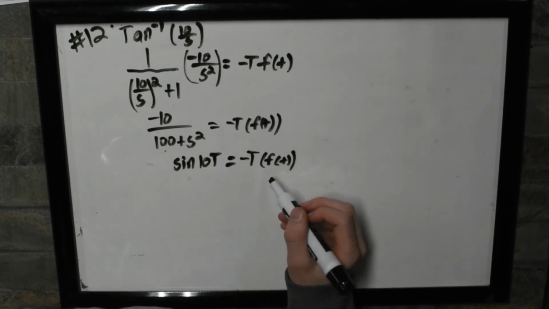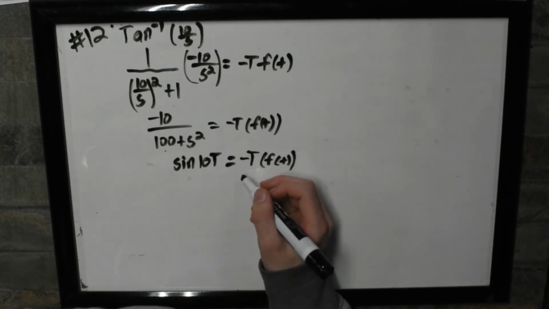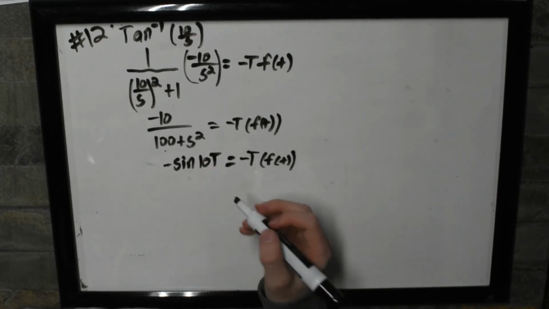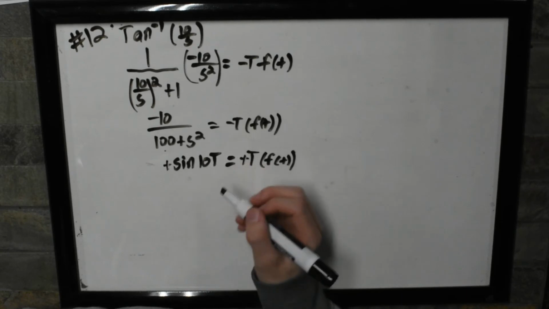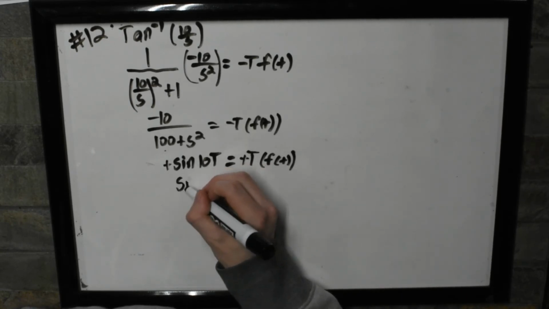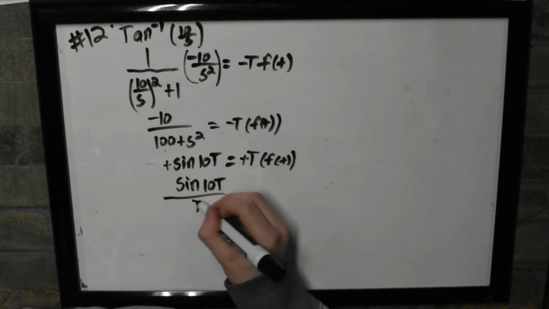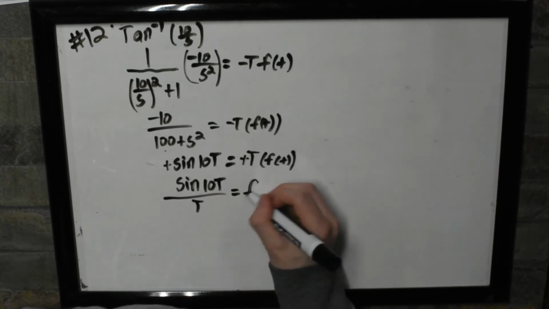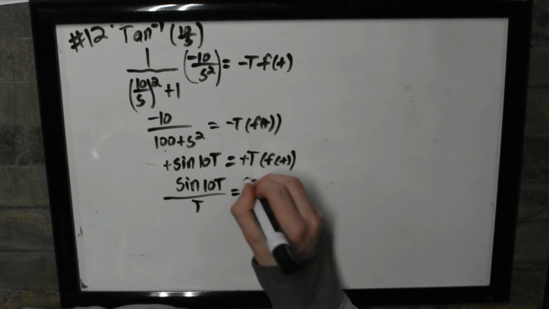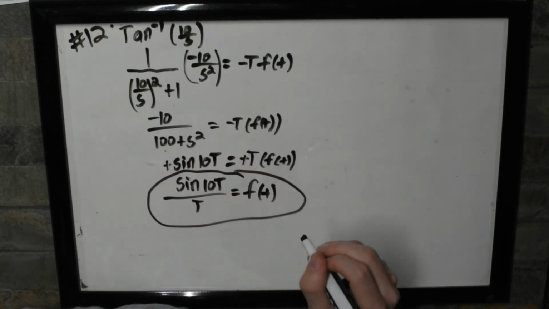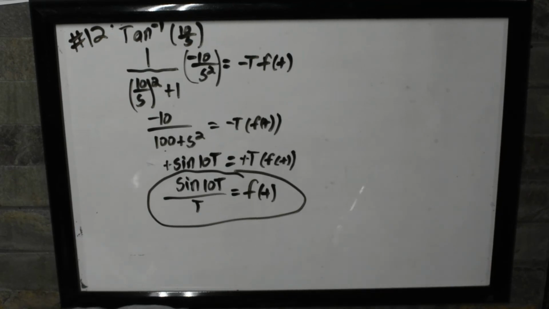And now to solve for f of t, we need to divide by a negative t. But the negative is still there, so these are going to cancel. So we have sine of 10t over t. So a little bit tricky, but all in all, not too bad. And that concludes section 7.4.